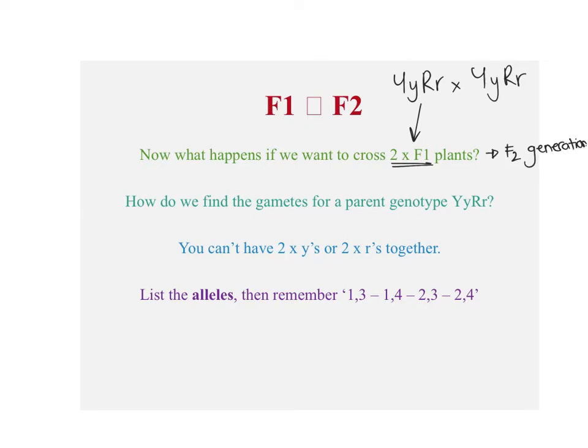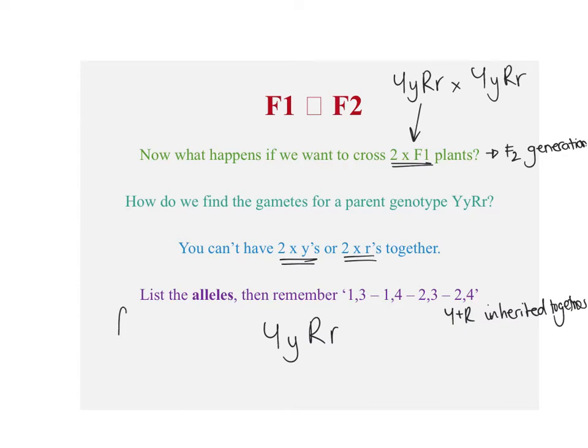Now, this is where it gets a little bit complicated, and I need you to bear with me because this is where it's going to start getting a little bit bigger. Imagine I've got big Y, big R, little r. Okay, the same genotype that we've gone through over the last couple of times. I know that I can't write 2 Y's together as a gamete or 2 R's together, because the Y's and the R's are inherited together but they're actually on separate chromosomes.